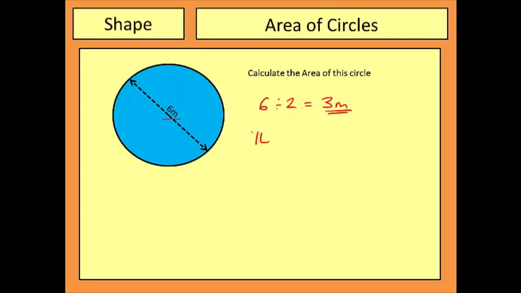So again I'm going to use my formula, pi times the radius squared, to give me the area. So pi times 3 squared is going to give me the area of this circle as 28.3 meters squared. Just be careful because my units have changed from centimeters here.